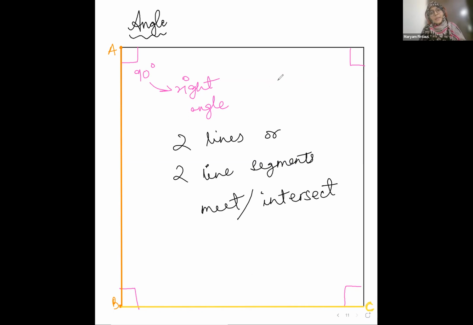So can you see that two line segments are meeting? At what point are they meeting, Hiba? They are meeting at one point only. That point is point B. Where are they meeting, Hiba? Are you able to understand? B. Yes, they are meeting at point B. So you can see that when they are meeting, they are making an angle, right? And this angle happens to be 90 degrees if you measure it.